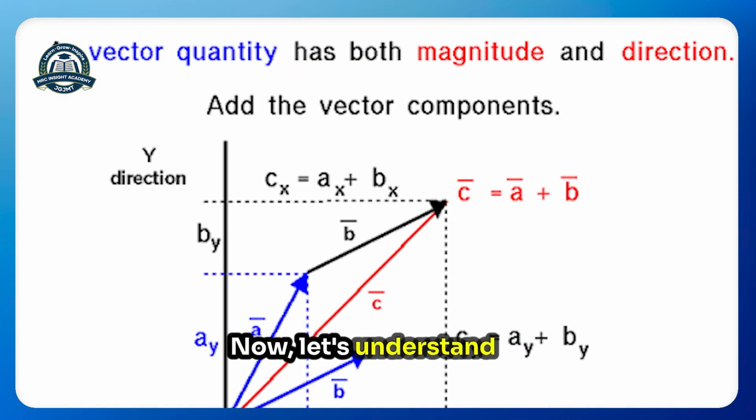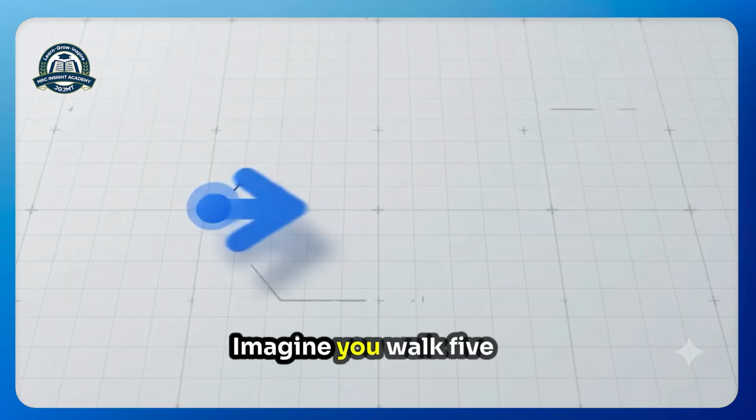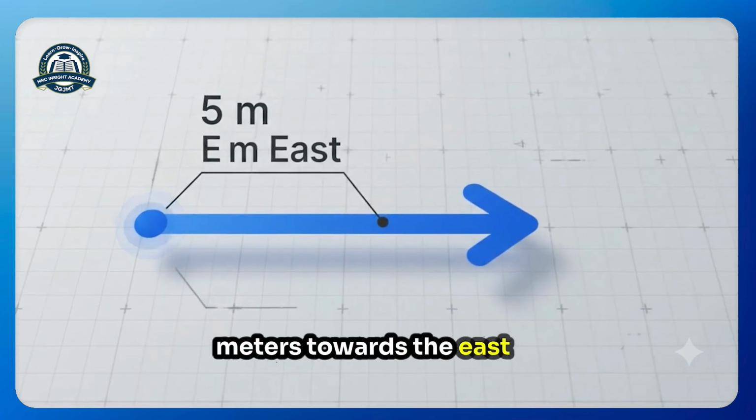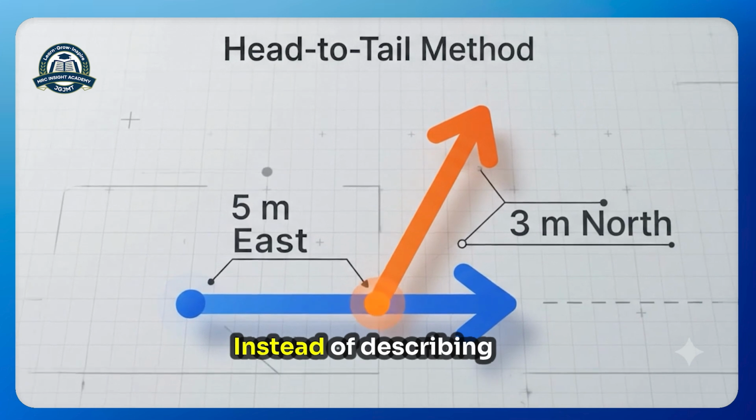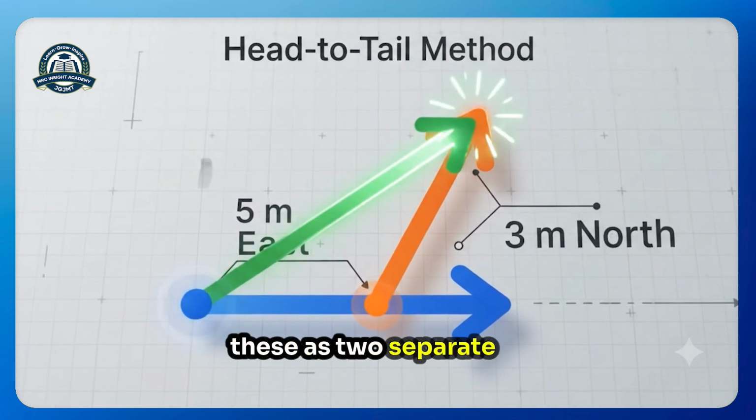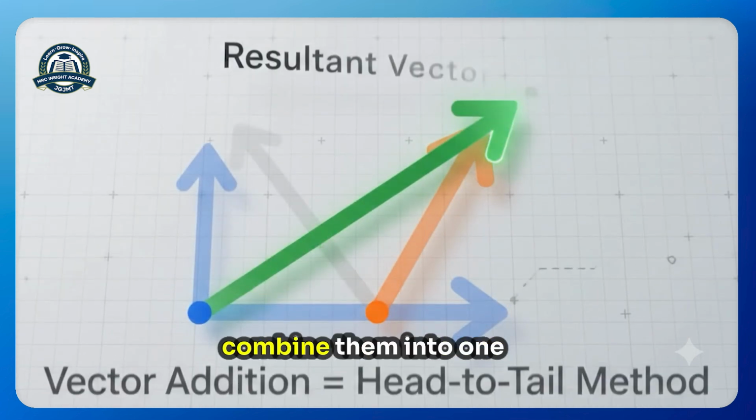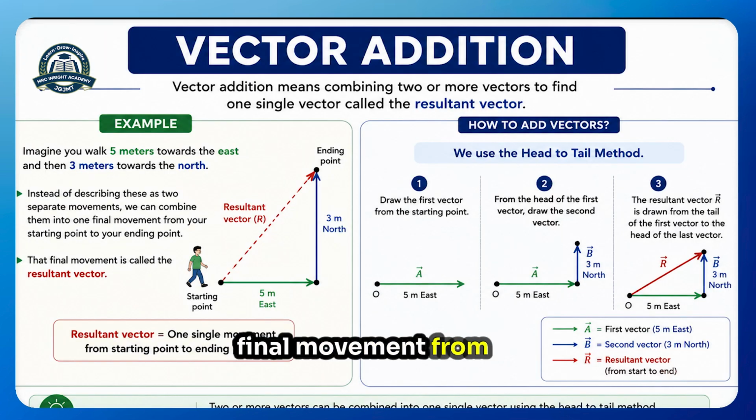Now let's understand vector addition in the simplest way. Vector addition means combining two or more vectors to find one single vector called the resultant vector. Imagine you walk 5 meters towards the east and then 3 meters towards the north. Instead of describing these as two separate movements, we can combine them into one final movement from your starting point to your ending point. That final movement is called the resultant vector.